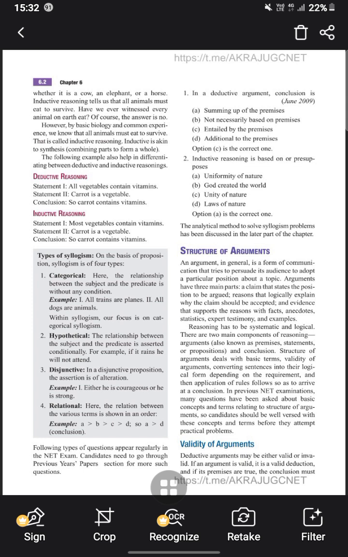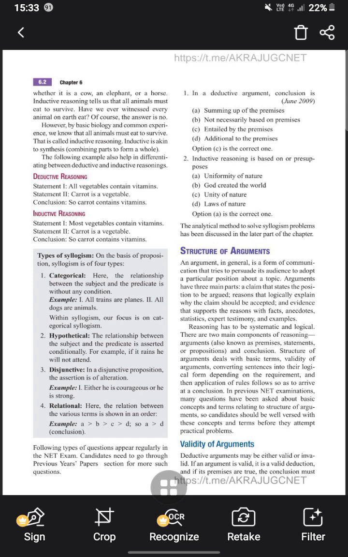There are two main components of reasoning. First, knowing the premise, statement, proposition, and conclusion. Structure of the argument deals with the basic terms. Validity of the argument means converting the sentence into its logical form depending on the requirement, and then applying the rules that follow to arrive at the conclusion. In previous NET examinations, many questions have been asked on basic concepts and terms relating to the structure of the argument. So, validity of the argument: a deductive argument may be either valid or invalid.